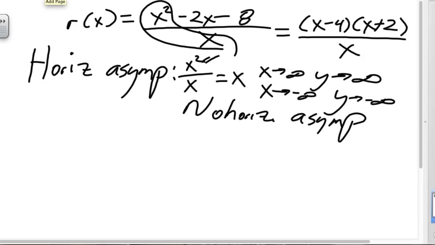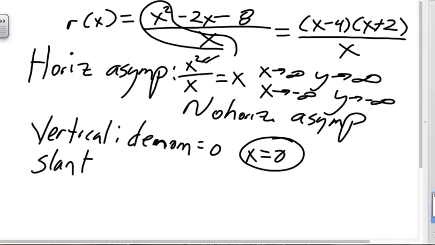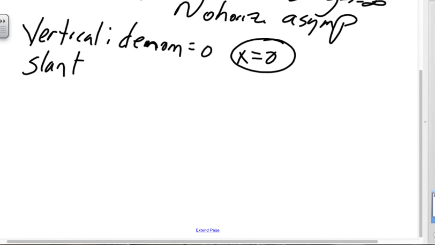Okay, so my vertical asymptote is where the denominator equals 0. So it's going to be at x equals 0 is my vertical. Okay, for the slant then. And this is a case where slant's going to be important to us, because the order of my numerator was bigger than the order of my denominator. So I'm going to do synthetic division.